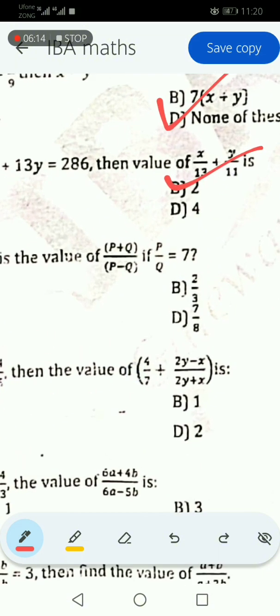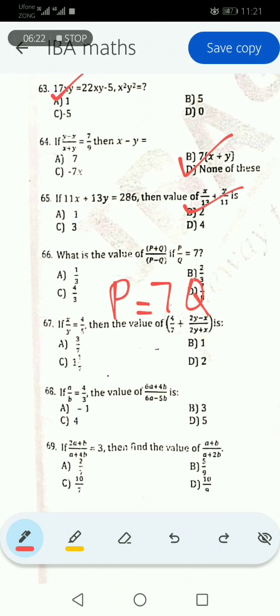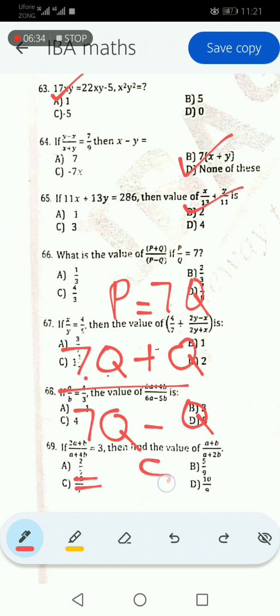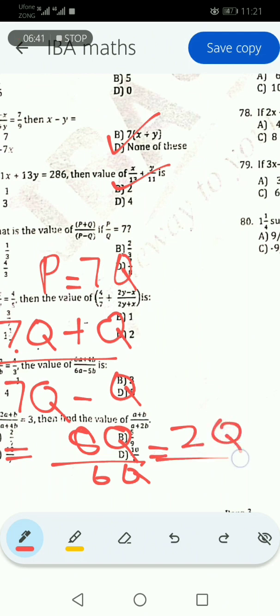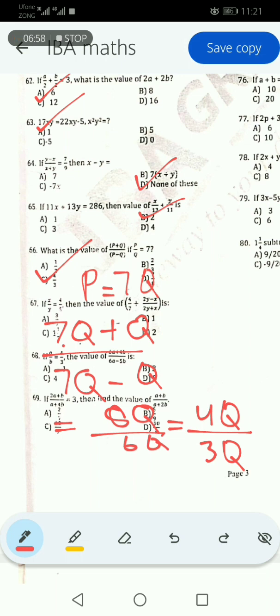Now here, if I assume that P is equal to 7Q, so that will be quite simple. Now place the 7Q in the place of the P. So it will be 7Q plus Q divided by 7Q minus Q. That will be equal to 8Q upon 6Q, and this will be equal to 4Q upon 3Q. So our C option is correct, because here the value of this will be 4Q upon 3Q. Now here we have to just assume that Q is 1, because we have got the answer.